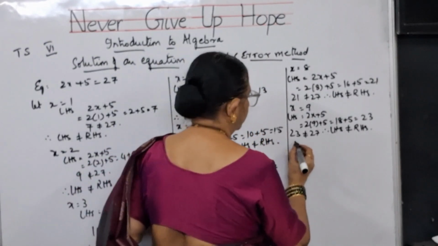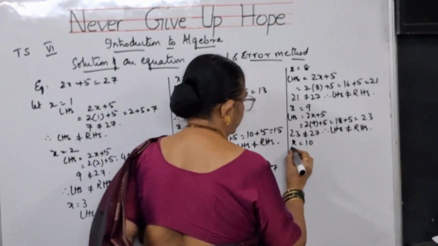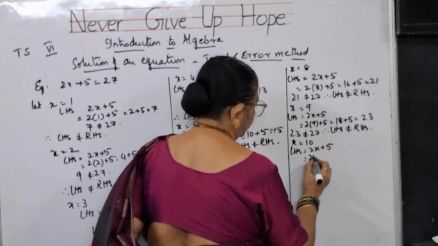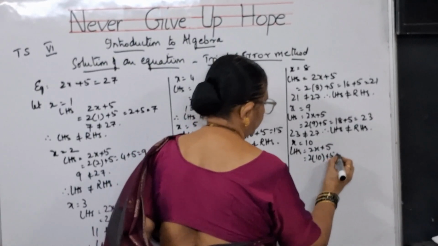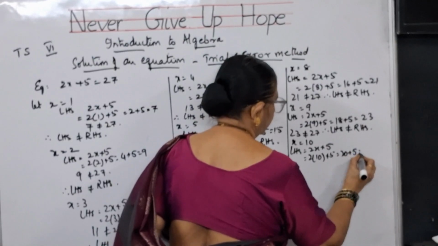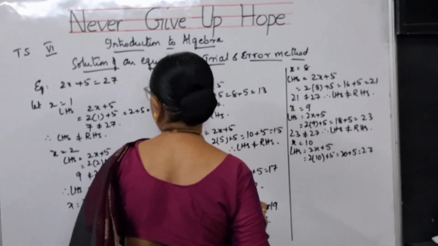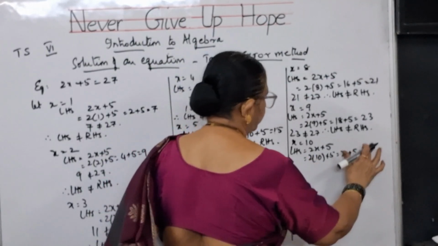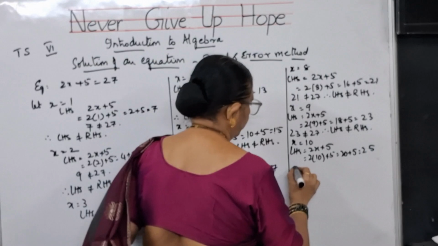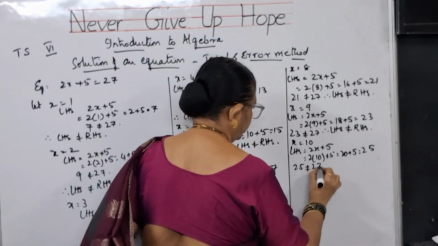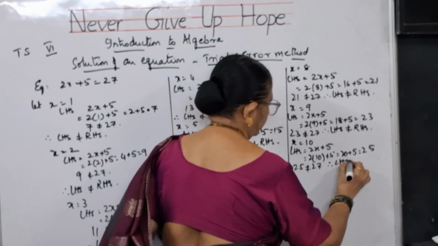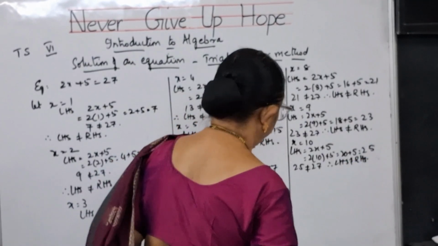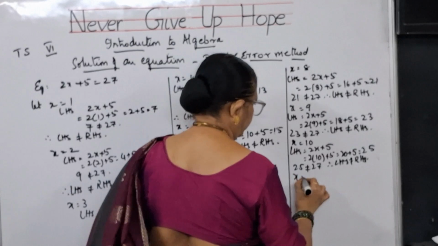Now you take x is equal to 10. LHS 2x plus 5. 2 into 10 plus 5. 20 plus 5 is 25. So 25 is not equal to 27. Therefore, LHS is not equal to RHS.